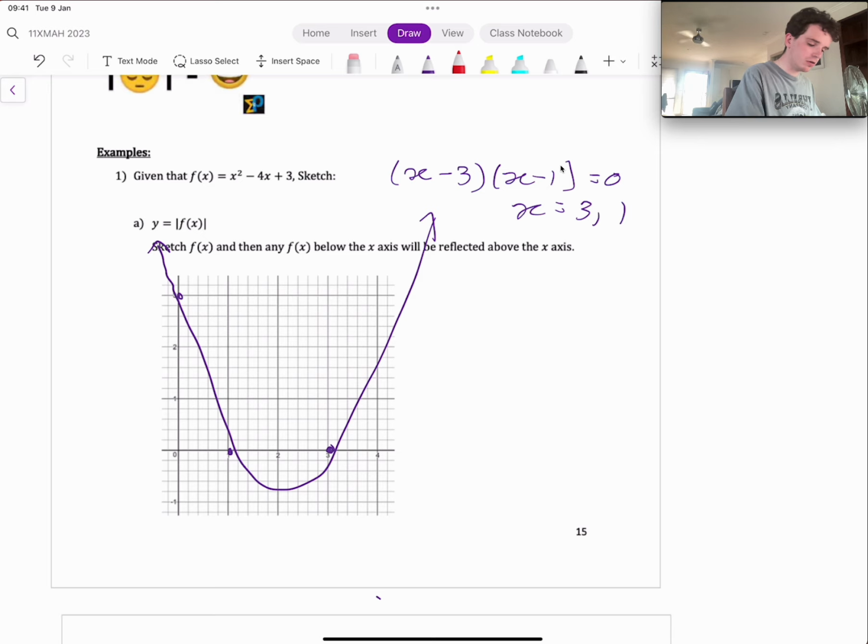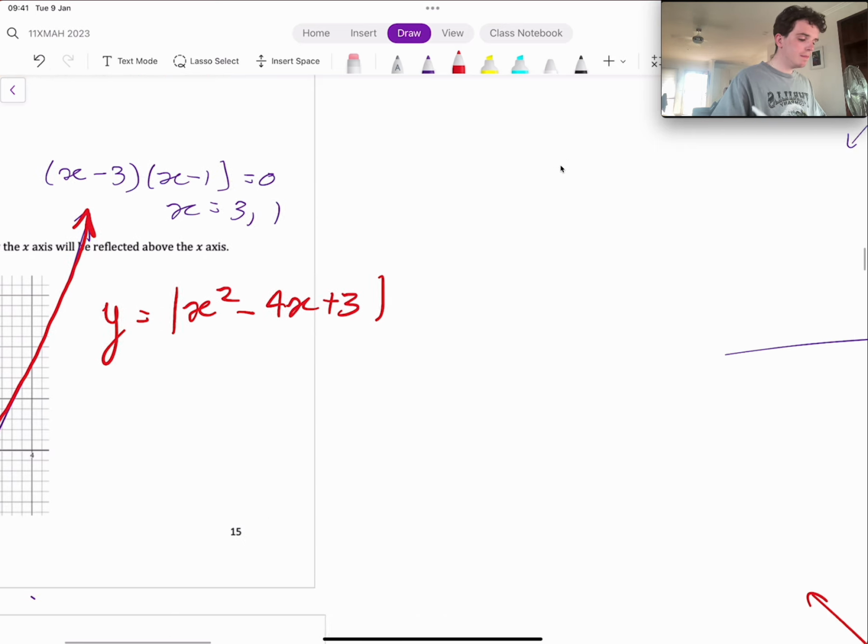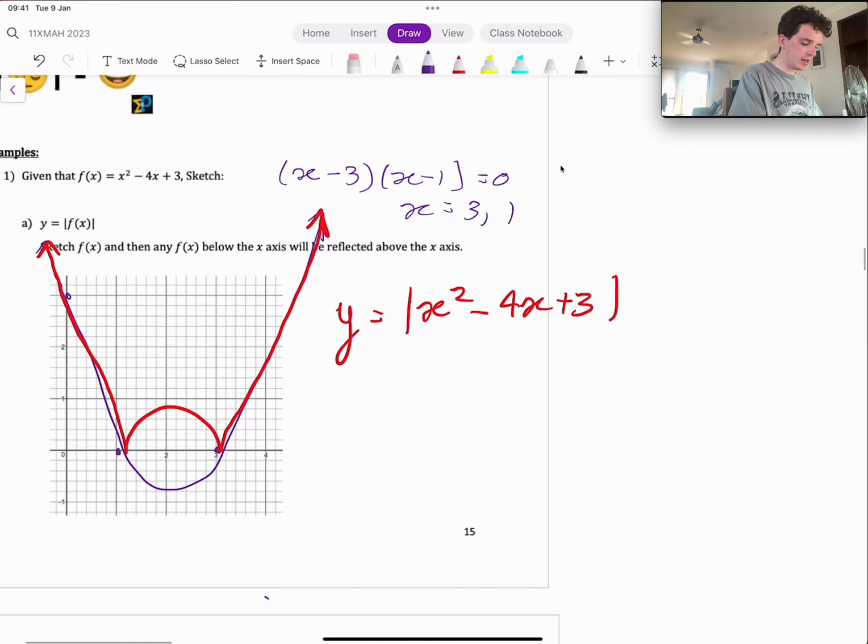So that's my parabola there. All an absolute value function does is everything above the x-axis remains the same, and all the stuff below the x-axis is just reflected up like that. So in the red, this is the graph y is equal to the absolute value of x squared minus 4x plus 3. In an exam, I would then go somewhere and draw it more neatly, so that looks something like this.